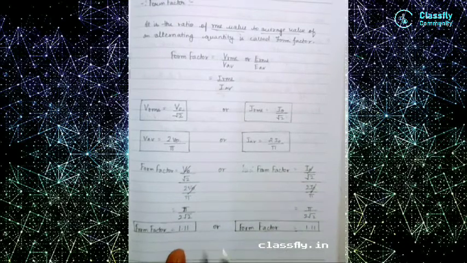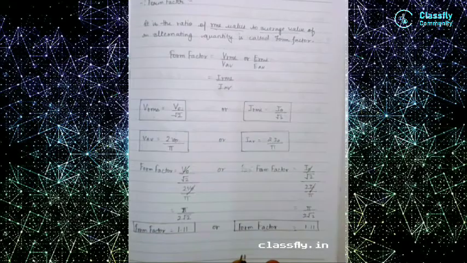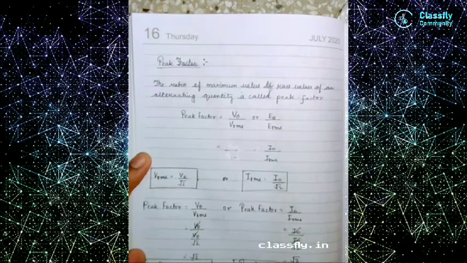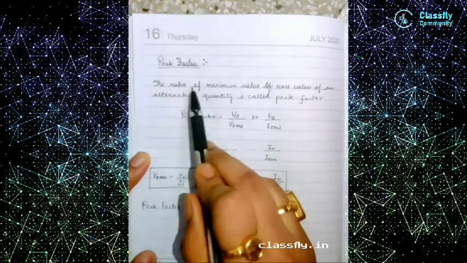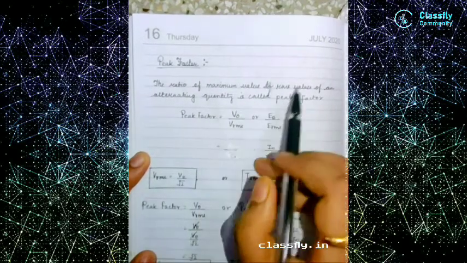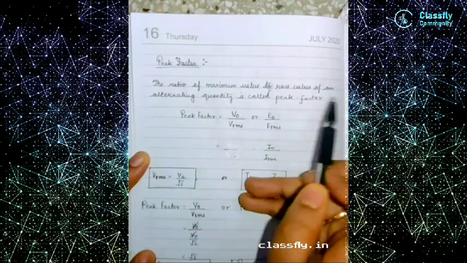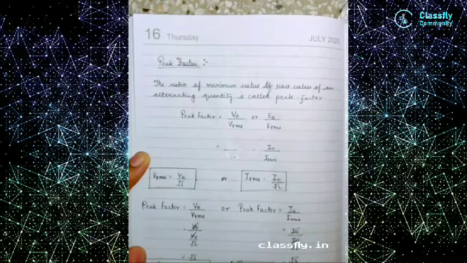So this was our first factor for the alternating quantity, or we can say for the AC. Now let's move on to the peak factor, our second factor. Before moving on to the derivation, we should know how to define peak factor. The ratio of maximum value to RMS value of an alternating quantity is called peak factor. Maximum value means maximum voltage or maximum current.